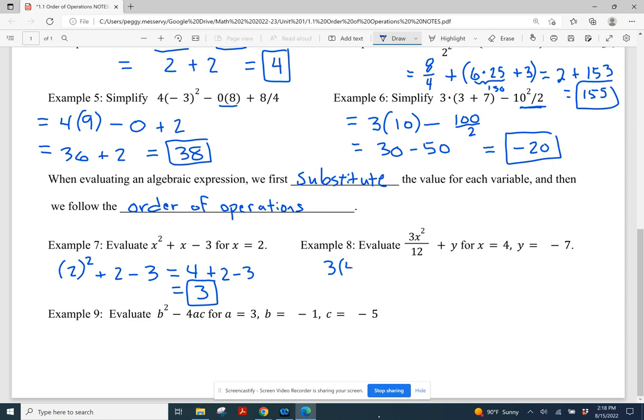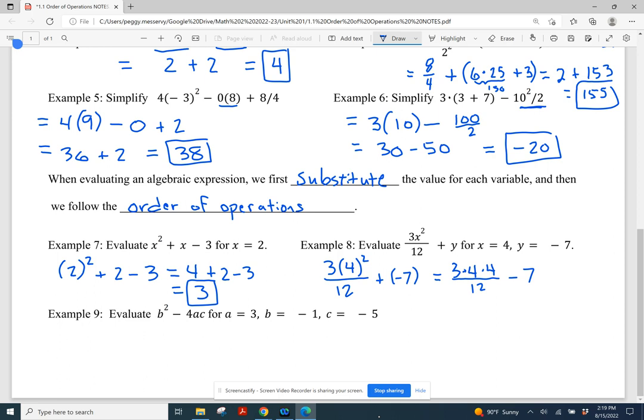So we're going to replace the x with a 4. We're just replacing at that point. And we're going to replace the y with the negative 7. So we're going to do plus negative 7. Now remember, adding a negative is the same as subtracting. So in the next step, I'm going to change that to subtracting. Now notice what I have. I'm going to write this out. 4 squared is 4 times 4. So I have 3 times 4 times 4 divided by 12. And adding a negative is the same as subtracting. So I've got to subtract 7.